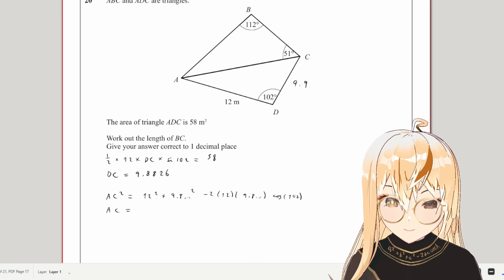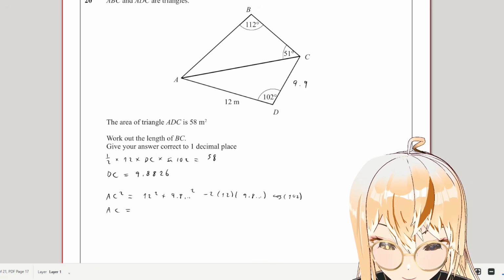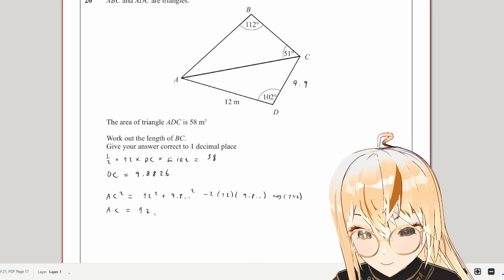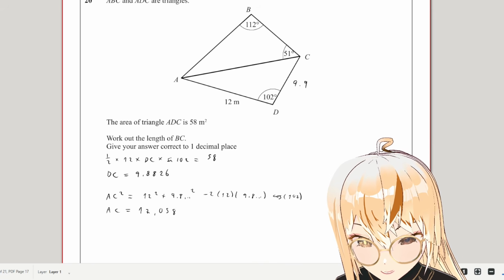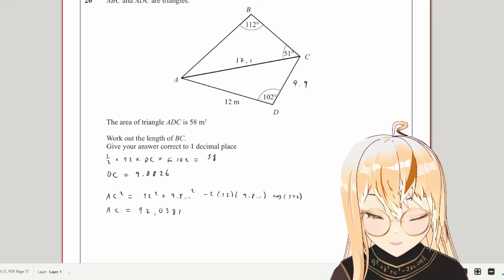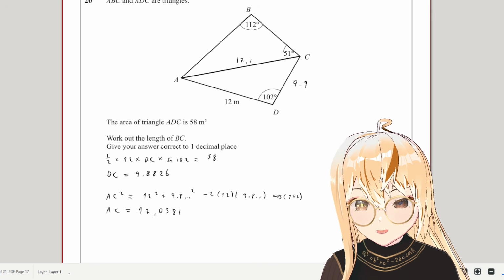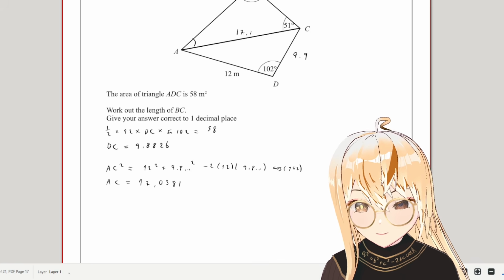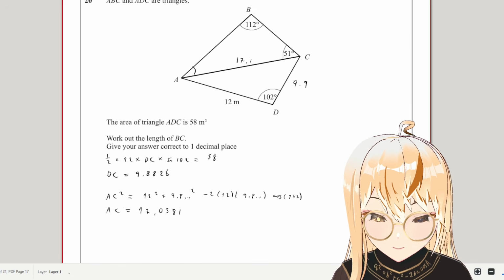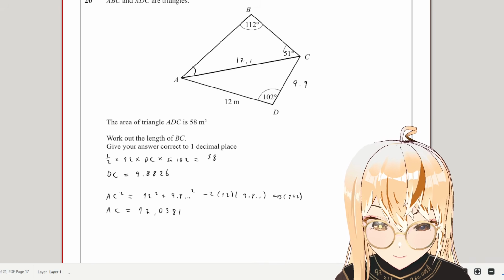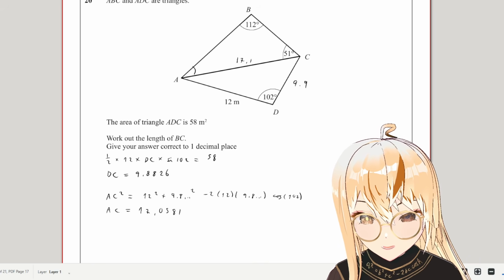So I'm just going to put all that into my calculator. That would give us 17.0581, just about. So we can use the sine rule in our triangle up there, because we can just find the angle at BAC, which would be 180 minus 112 minus 51, which is 17 degrees.